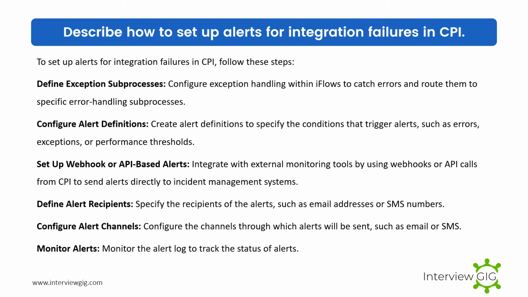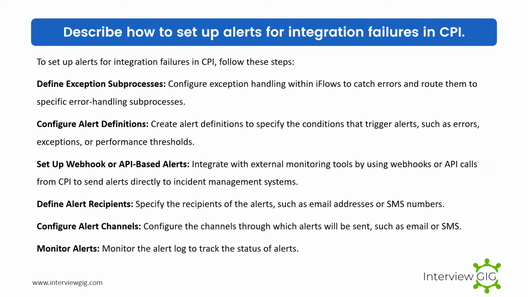Describe how to set up alerts for integration failures in CPI. To set up alerts for integration failures in CPI, follow these steps. Define exception subprocesses: configure exception handling within iFlows to catch errors and route them to specific error handling subprocesses. Configure alert definitions: create alert definitions to specify the conditions that trigger alerts, such as errors, exceptions, or performance thresholds. Set up webhook or API-based alerts.